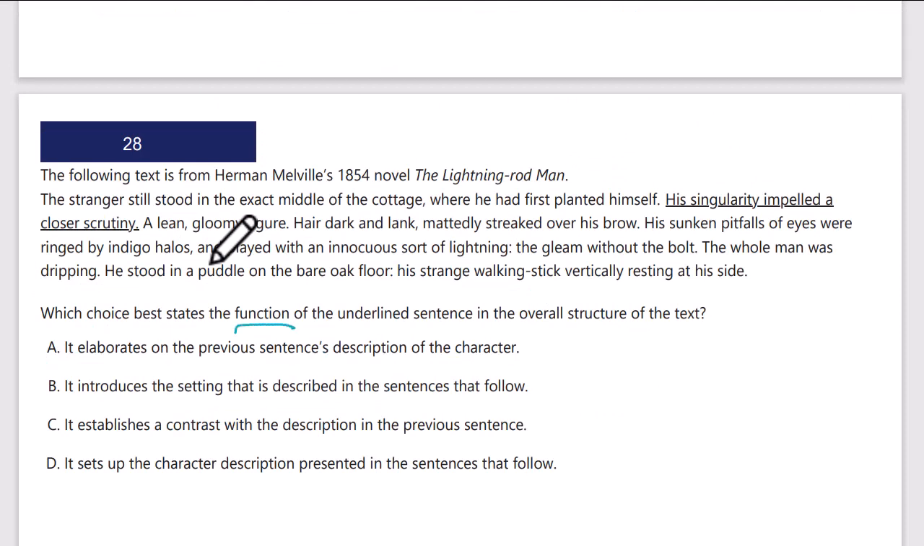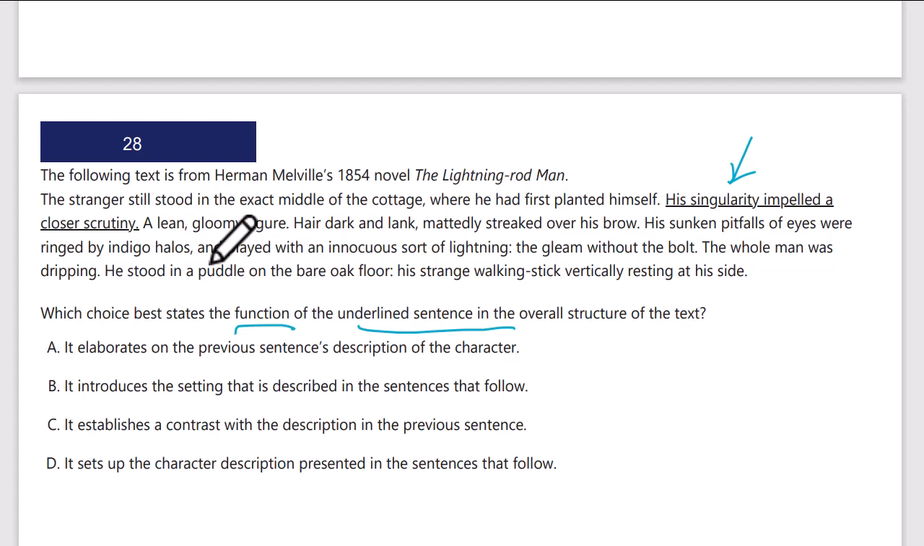Okay, we've got a function of the underlined sentence in the overall structure. So the following text is Herman Melville's 1854 novel, The Lightning Rod Man. The stranger still stood in the exact middle of the cottage, where he had first planted himself. His singularity impelled a closer scrutiny. So his singularity, something special or unique about him, led you to look at him or scrutinize him more closely. Why? Don't really know yet. I mean, he's just standing in the middle of the cottage where he first planted himself.